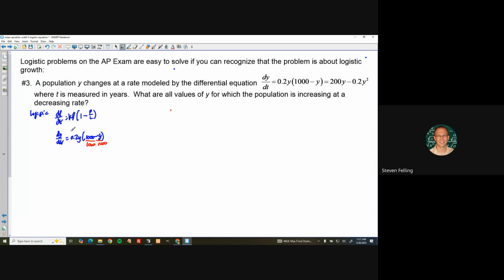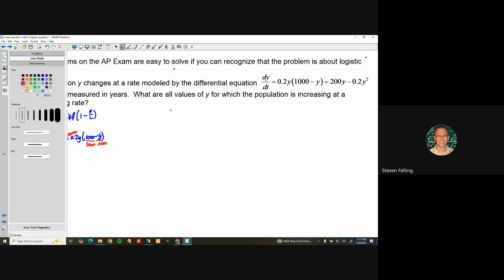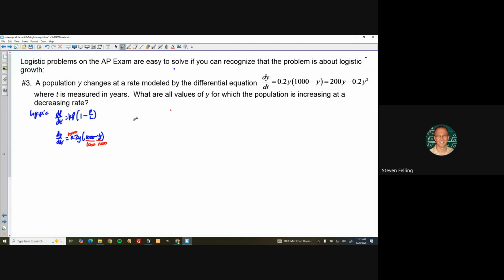And then I'm going to multiply by 1,000 out here to compensate. So that means I could rewrite this equation as dy/dt is 20% of 1,000, which is 200y, and then this would be 1 minus y over 1,000. And now I can see that my carrying capacity is 1,000.